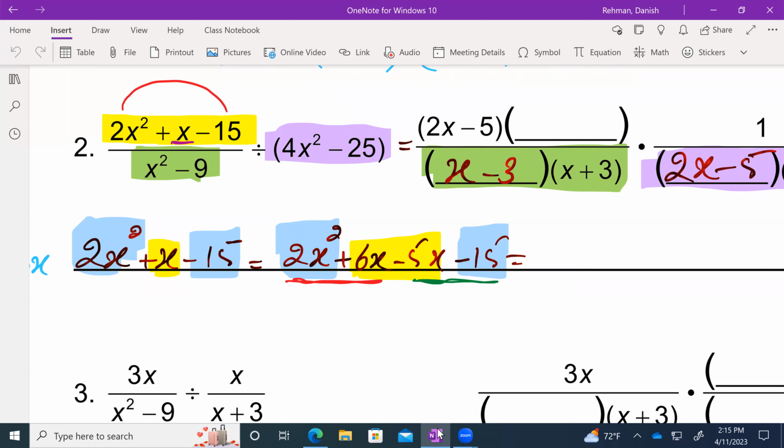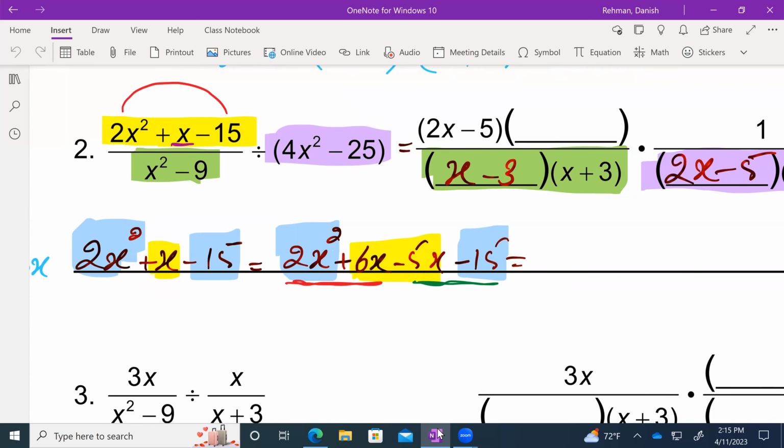It's no more a trinomial. Up till here, it was a trinomial. I change that trinomial to a polynomial with 4 terms. First 2 terms can give me a factor. Second 2 terms can give me a second factor. That's how we will work, and we will always split the trinomial's middle term.